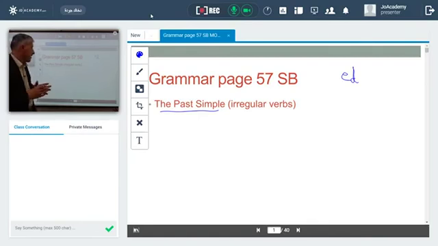Here, for the irregular verbs, we have to learn them by heart. There is no fixed rule to make it simple past. So we need to learn them.